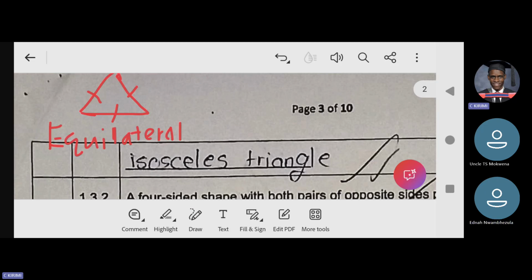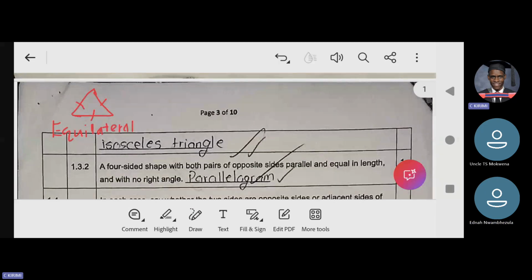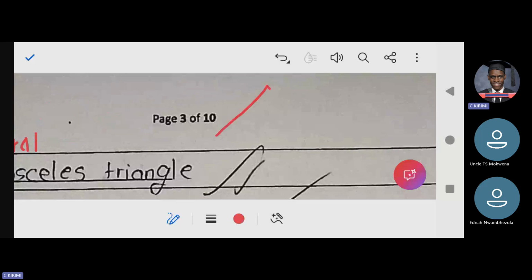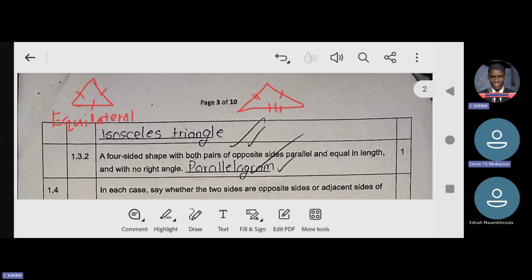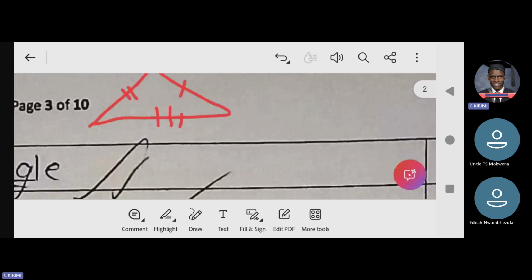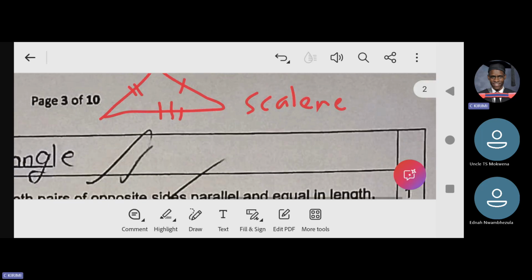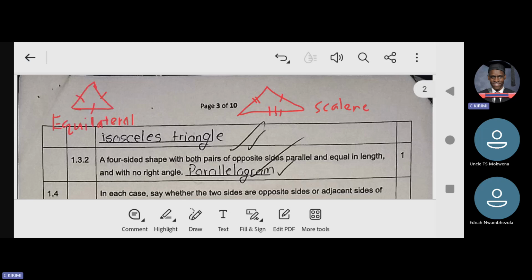And then if the triangle has two equal sides, we said isosceles. What if the triangle has no equal sides? All sides are different. What do you call that type of triangle, which is like this? All sides different. We call it what? Scalene triangle. Excellent. It's a scalene triangle. That's correct. So revise those 2D shapes.